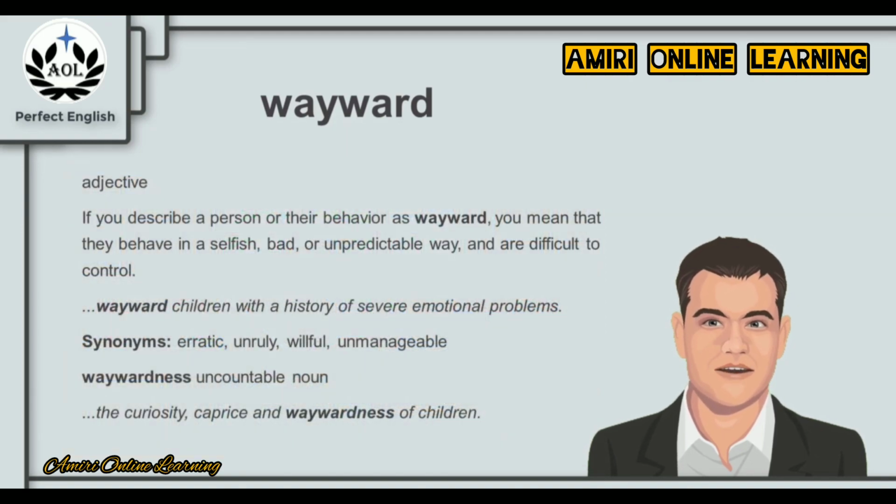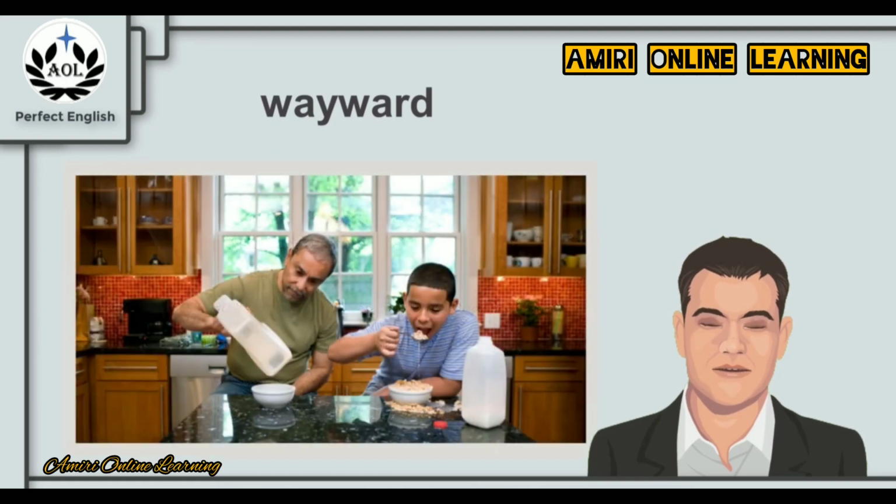If you describe a person or their behavior as wayward, you mean that they behave in a selfish, bad, or unpredictable way and are difficult to control. For example, we can say wayward children with a history of severe emotional problems. By wayward children, we mean selfish, bad, or unpredictable. And synonyms for wayward are the words erratic, unruly, willful, and unmanageable. We can say waywardness as a noun. For example, the curiosity, caprice, and waywardness of children. So the next time you remember this picture coming from the breakfast of the father and his son, remember the word wayward and what it means.